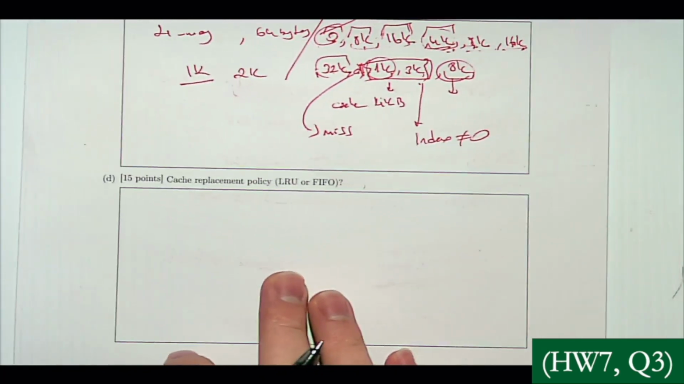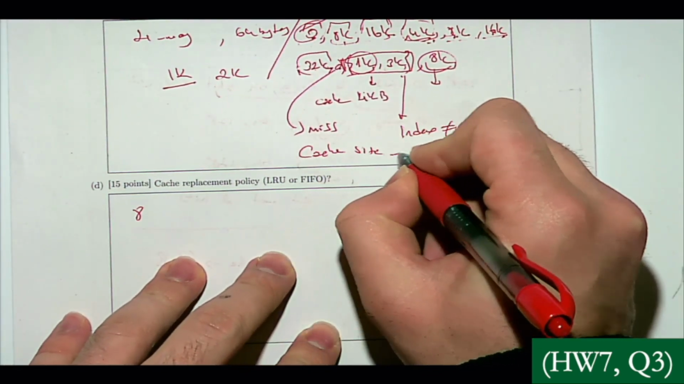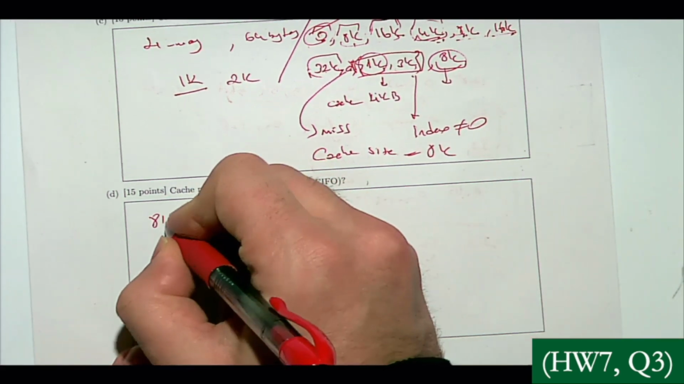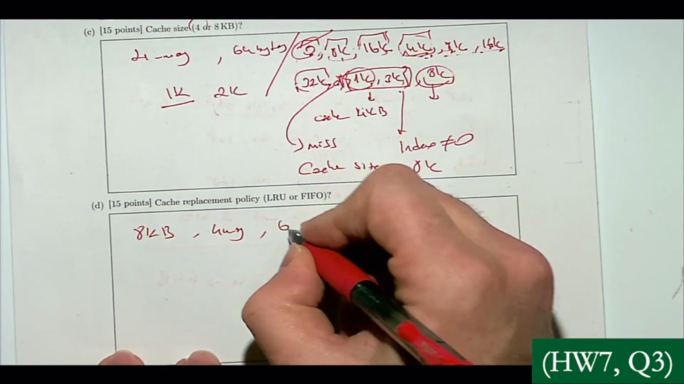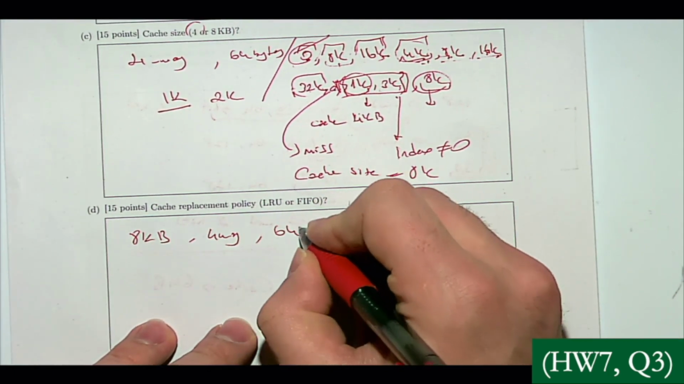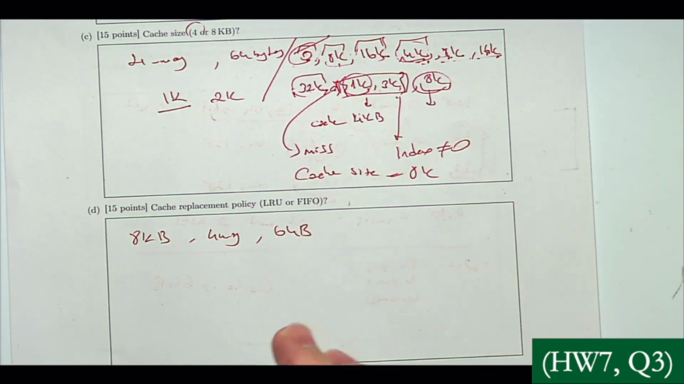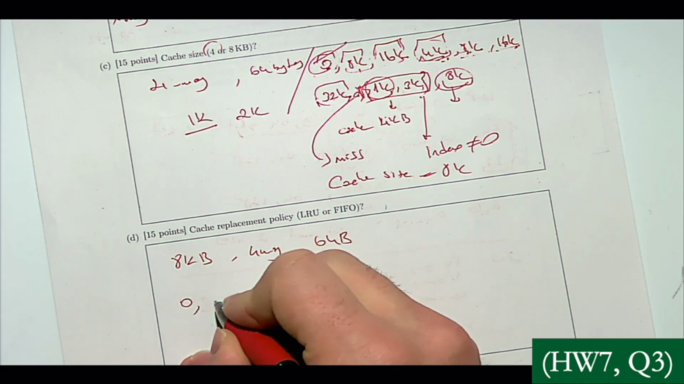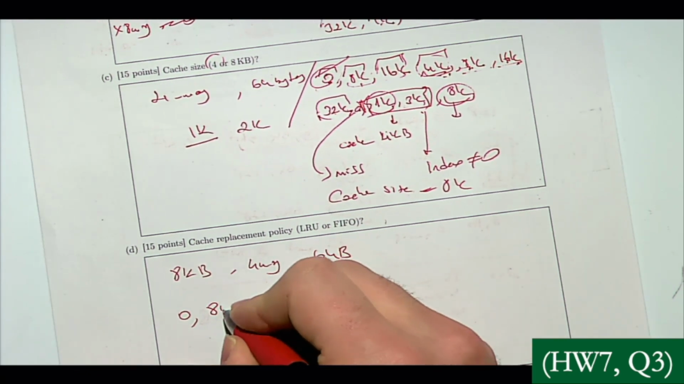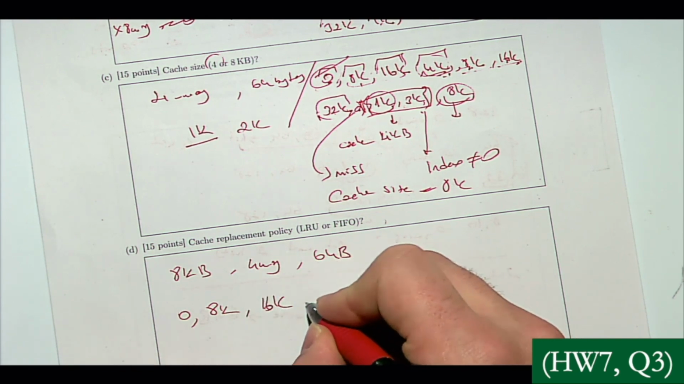So the last question. We know that the cache size is 8 kilobytes. It's 4-way associative, and the block size is 64 bytes. All right, let's do the same for one last time. So I'm again writing all the address accesses that will map to the index of 0 in a sequence.